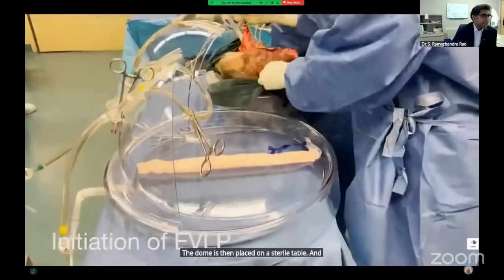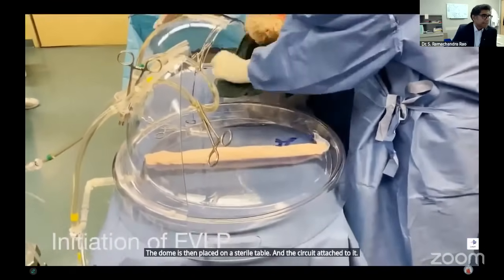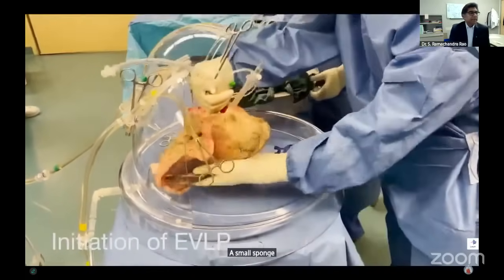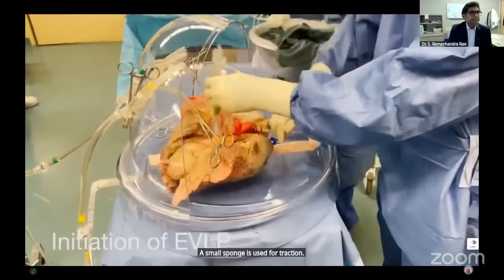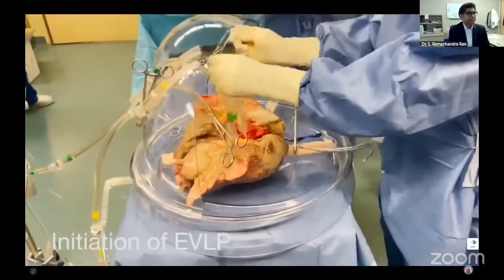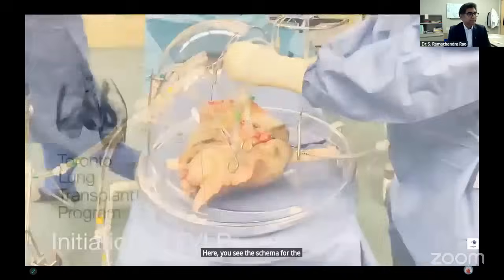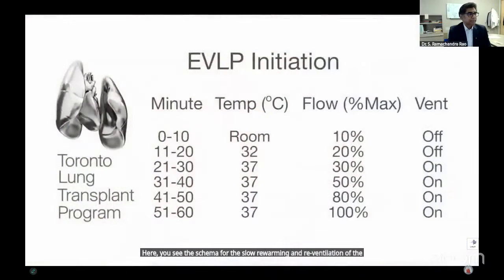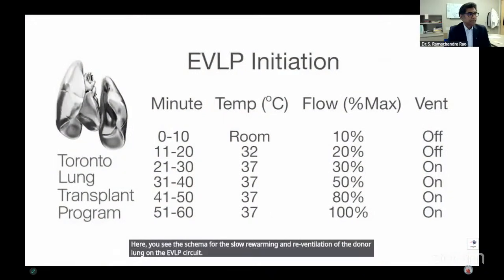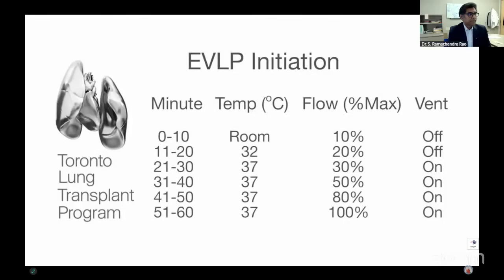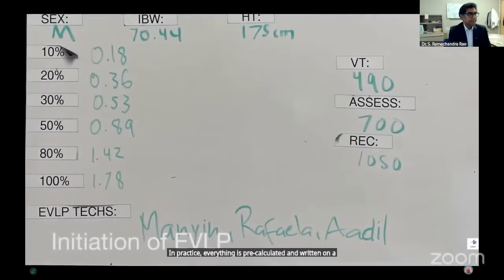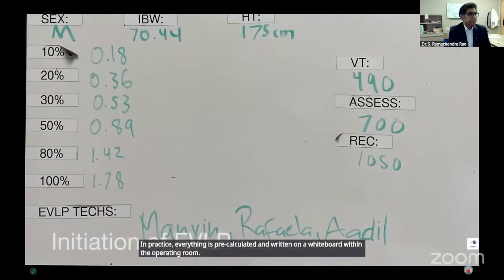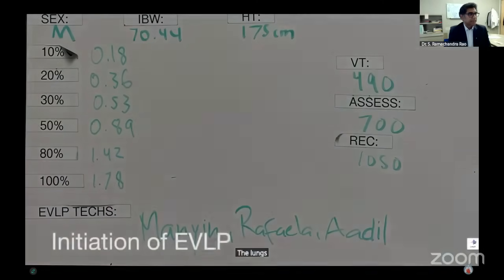The dome is then placed on a sterile table and the circuit attached to it. A small sponge is used for traction. Here you see the schema for the slow rewarming and reventilation of the donor lung on the EVLP circuit. In practice, everything is pre-calculated and written on a whiteboard within the operating room.